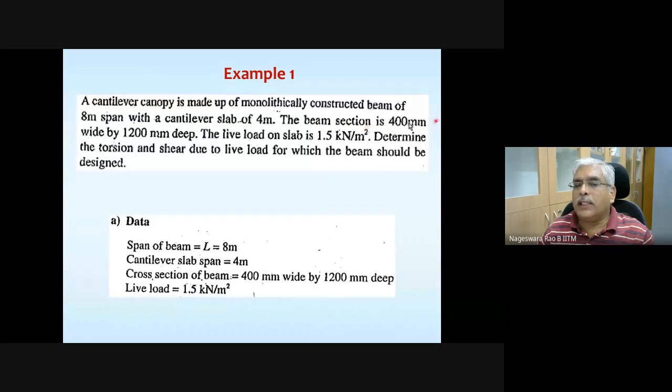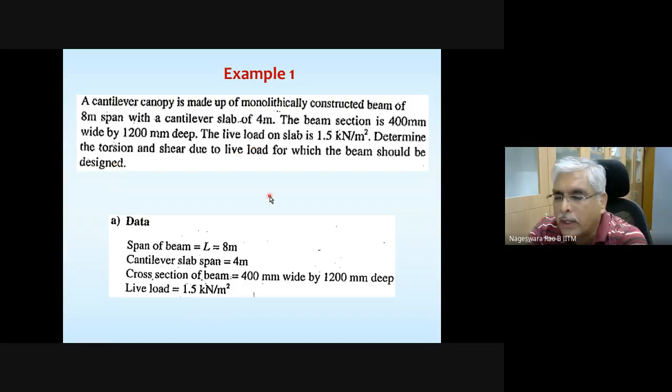Beam cross section is given, 400 mm wide and 1200 mm deep, and live load on the slab is given. Determine the torsion and shear due to live load for which the beam should be designed. Anyway, I unnecessarily referred to problem 5 of assignment 6, which is related to development length and other things which we have not covered.